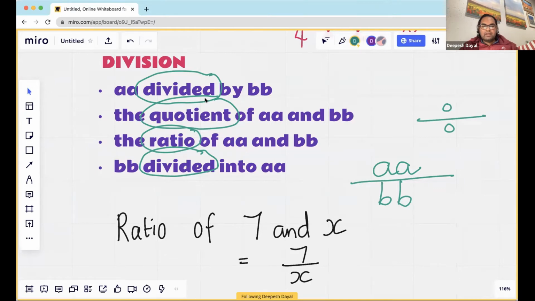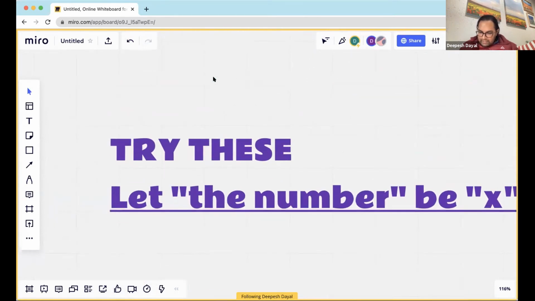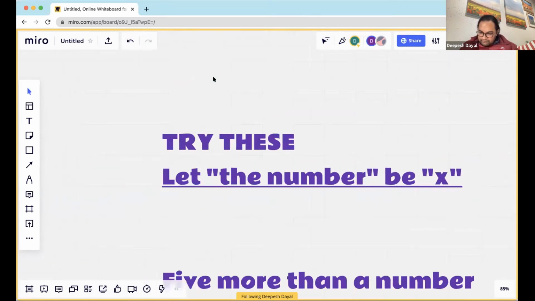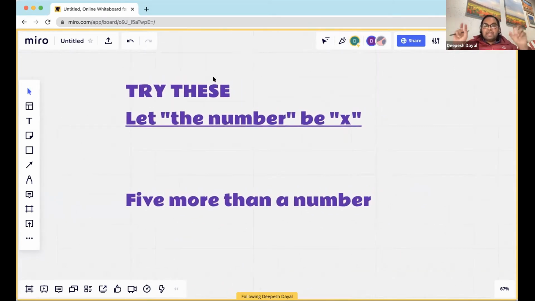Okay, great. I'm going to give you some to try yourself now. So let's have a look here. Try these. It says, let the number or a number be x. So whenever they talk about this number, we must make it x, right?